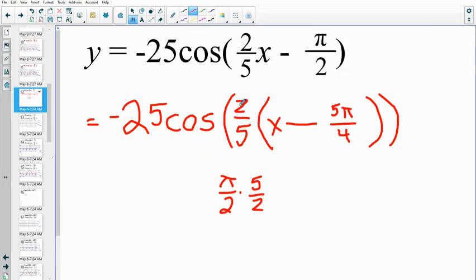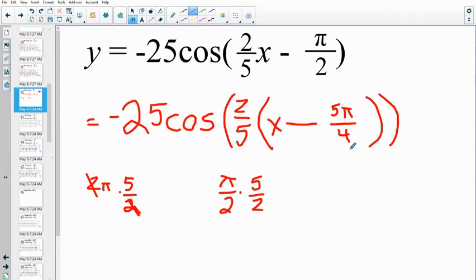I've got an amplitude of 25, a period of 2 pi over 2/5. Ooh, I suppose we got to figure that out also. So 2 pi divided by 2/5. I'll do this here also. Instead of dividing by 2/5, I'll multiply by 5/2. 2's cancel out, and looks like I've got a period of 5 pi. And then finally, a phase shift of 5 pi over 4, or if you want to say to the right by 5 pi over 4.